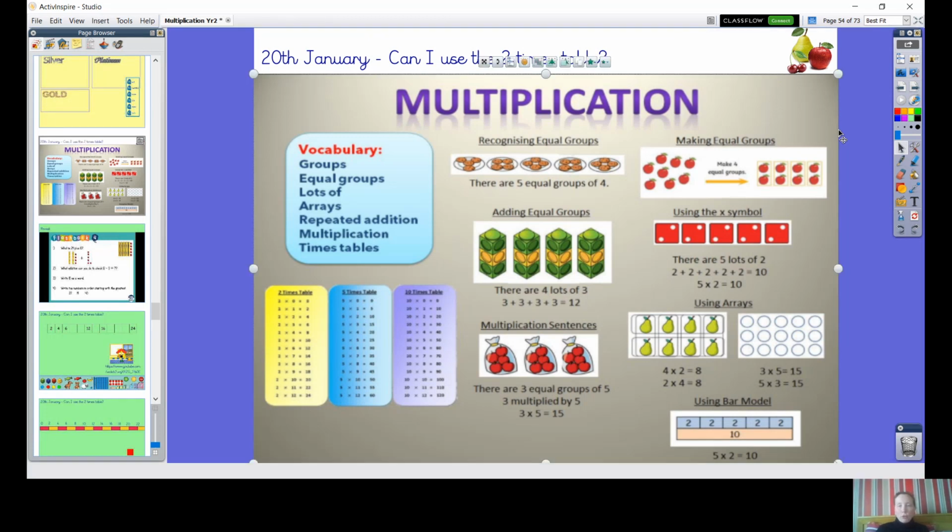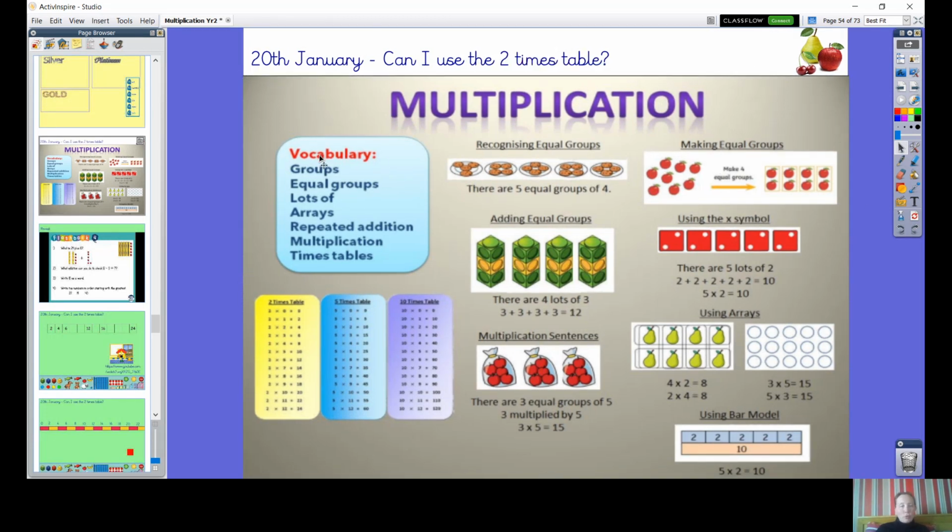So this is part of our multiplication unit, of which we've been thinking about groups, equal groups, lots of arrays, repeated addition, multiplication and times tables. We've been recognising our equal groups, making equal groups, adding them together, using the multiplication sign, writing multiplication sentences, drawing arrays, linking it all to the bar model.